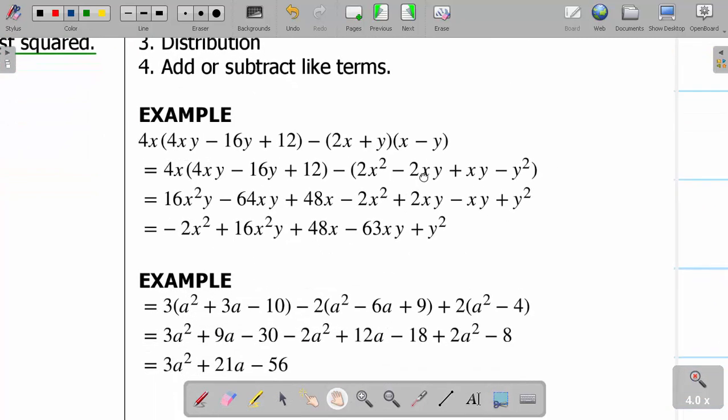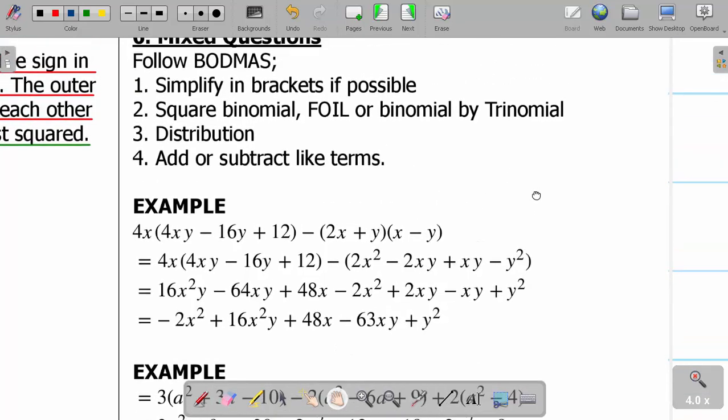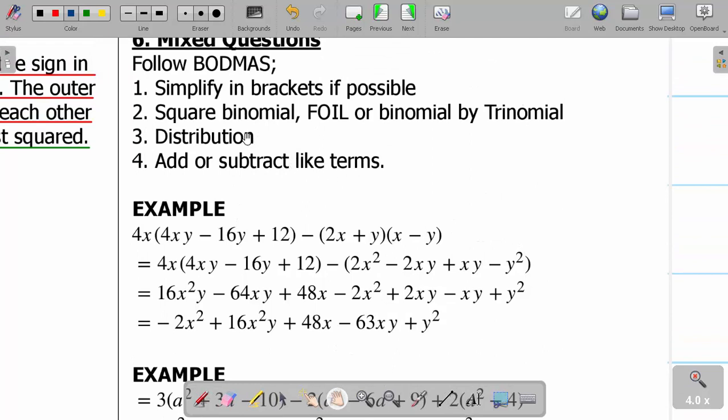For example, I've got 4x into (4xy minus 16y plus 12) minus (2x plus y) into (x minus y). I want to follow BODMAS. BODMAS means brackets first, then of, then division, then multiplication, then addition, and then subtraction. Which means subtraction must be the last one here.